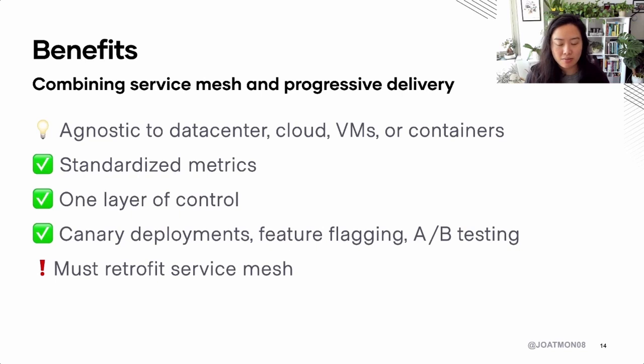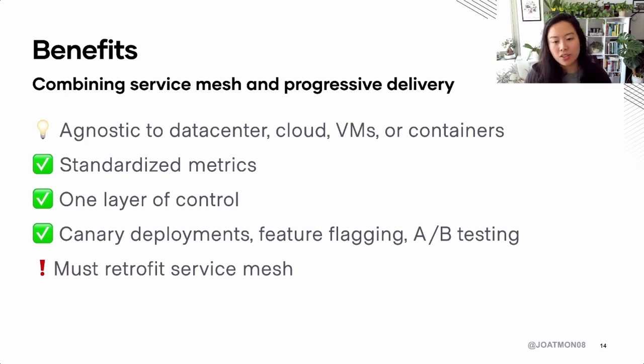It standardizes the metrics, right? Because the metrics are coming from the proxies. Since the proxies process requests, it's able to provide standardized metrics, and they're fairly uniform across environments. It also offers one layer of control. I can control any of the traffic communication through service mesh. And if I want to implement a progressive delivery model, I'm able to have one point of control through that service mesh. As I mentioned before, it offers the ability to do canary deployments, feature flagging, and A/B testing, agnostic of the application framework. But it has a downside.